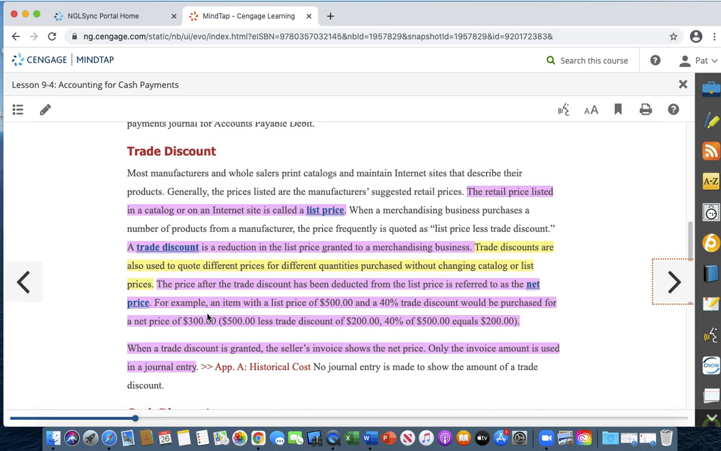So this would be the list price. This would be the net price. When dealing with the trade discount, we don't record the discount for whatever reason. We don't keep track of, hey, we saved $200 on this. Okay. Now, other ways of doing this.